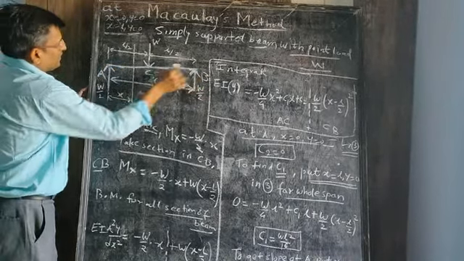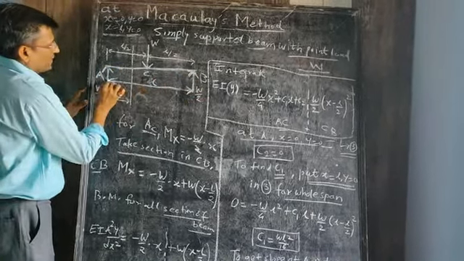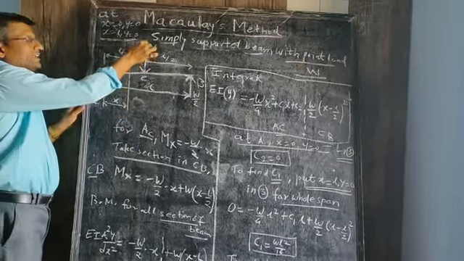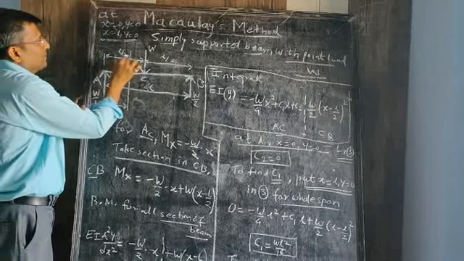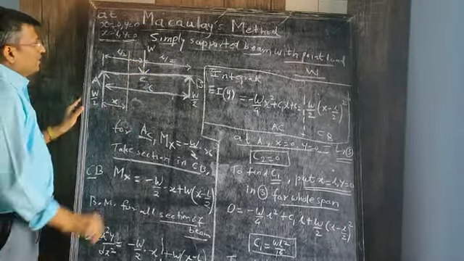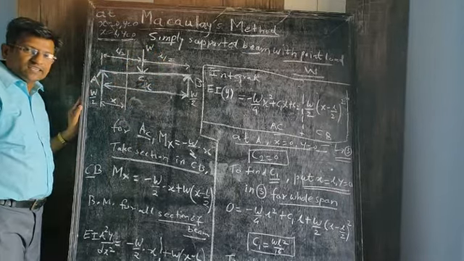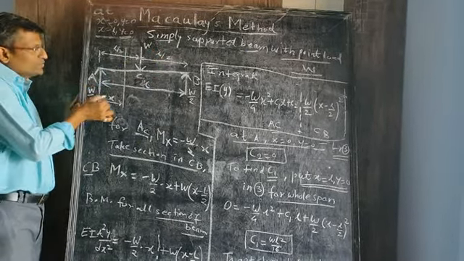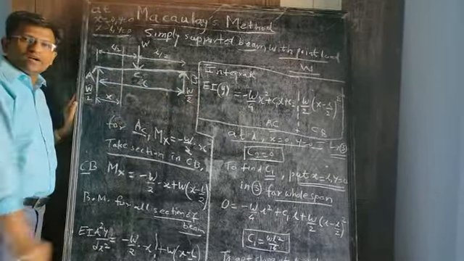This is simply supported beam AB of the length L. C is the center of the beam. It carries W at the center. L by 2 is AC. Next, L by 2 is CB. We know whenever load is acting at the center, the reaction is half. So reaction at A is W by 2, reaction at B is also W by 2.